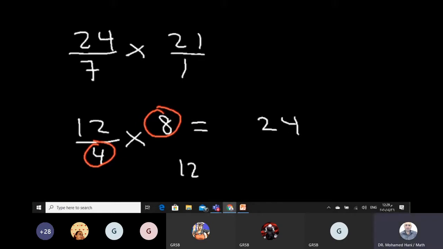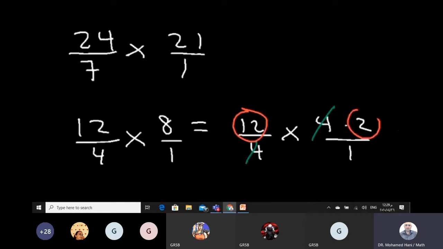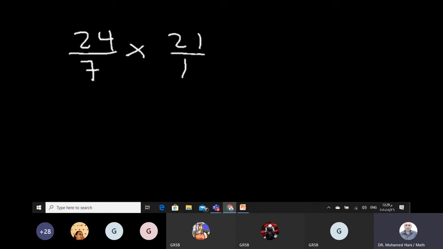Now, if you want to show your work, what you can do is write it like this. Instead of dividing 8 over 4, I'm going to break down 8 into 4 and 2. So notice that the 4's cancel. And thus you can see 12 times 2 is 24. So that's the way I'm going to solve this particular problem.